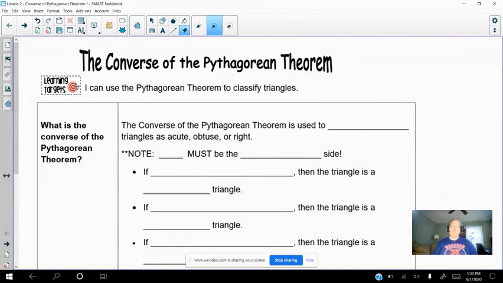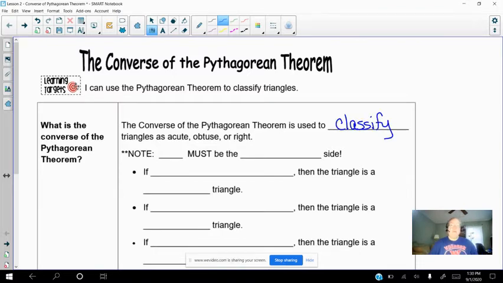...is the converse of the Pythagorean theorem. Now, the Pythagorean theorem was used to find a side length. The converse is used for something else that is completely different. The converse is used to classify triangles.